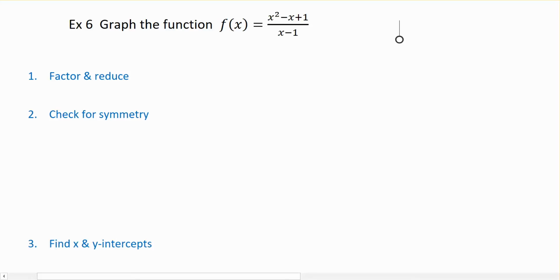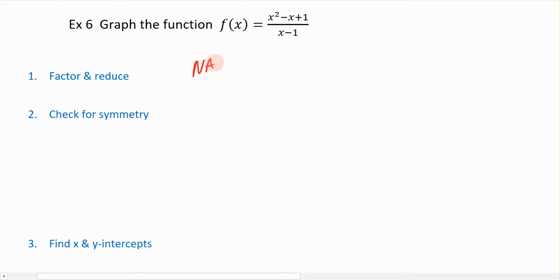Well, let's look at one more example together, and this time we're going to graph this function here. Again, we start out by factoring the numerator. Are there any factors of 1 that add to give me -1? Well, no, there aren't, so the numerator is as simplified as it's going to be, and I can't reduce it, so this is just not applicable in this case.